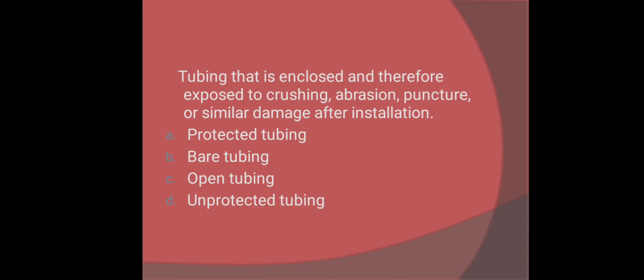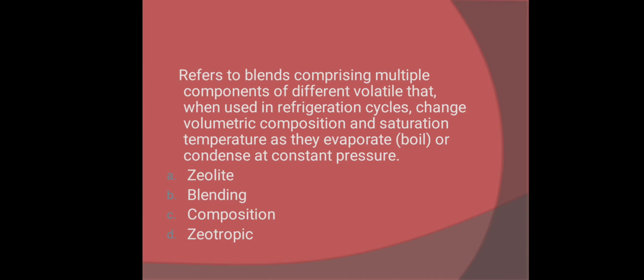Next, tubing that is not enclosed and therefore exposed to crushing, abrasion, puncture, or similar damage after installation. Sagot yan ay unprotected tubing, letter D. Refers to blends comprising multiple components of different volatility that when used in refrigeration cycles change volumetric composition and saturation temperature as they evaporate or boil or condense at constant pressure. Sagot yan ay zeotropic, letter D.